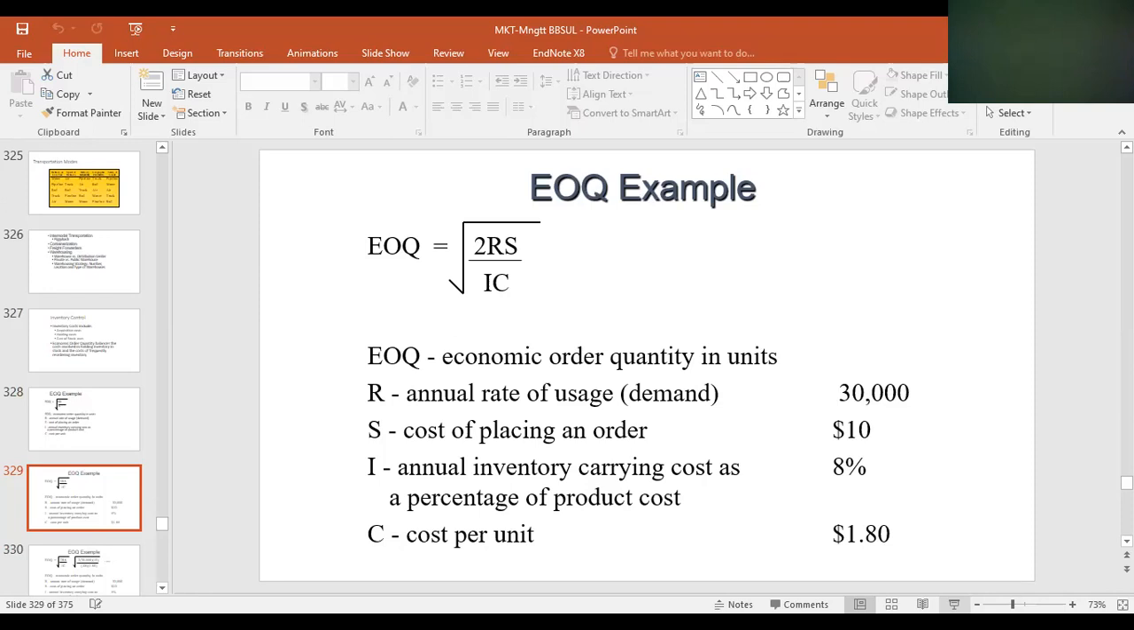Cost of placing an order: one order costs how much? $10, for example, because you have packed the order or you will receive the order and pay the charges of transportation. Then you are taking the supply in your warehouse or storage and you have to arrange that. You need labels, forklifts, and other equipment. So overall the cost of placing an order is $10. Annual inventory carrying cost as a percentage of the product cost: annually, you will spend about 8%. Cost per unit comes to about $1.80.